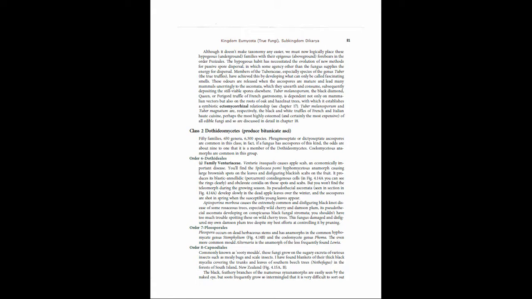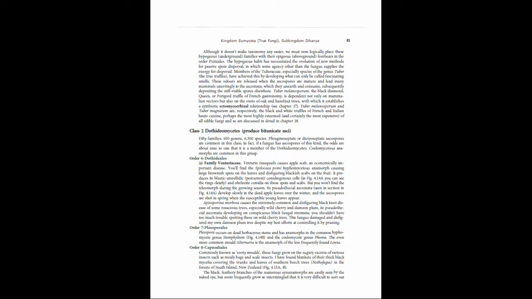Although it doesn't make taxonomy any easier, we must now logically place these hypogeous, underground, families with their epigeous, aboveground, forebears in the order Pezizales. The hypogeous habit has necessitated the evolution of new methods for passive spore dispersal, in which some agency other than the fungus supplies the energy for dispersal.